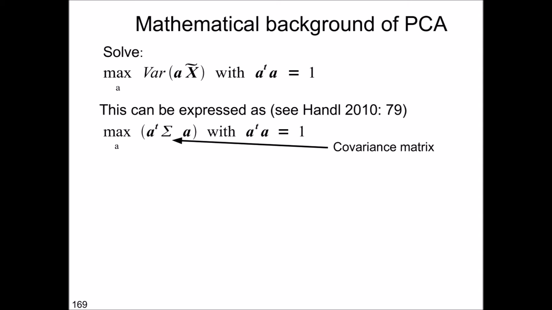So expressed differently, we search for the maximum variance of A multiplied with the matrix, under the condition that the vector A multiplied with the transposed vector equals 1. And this can be expressed in a different form, because when we search the variance for the centered matrix of transformed values, we can just use the covariance matrix. We multiply the covariance matrix with the transposed vector of A, and again with A, under the condition A transposed multiplied by A equals 1.